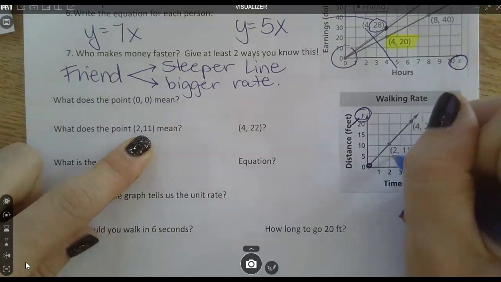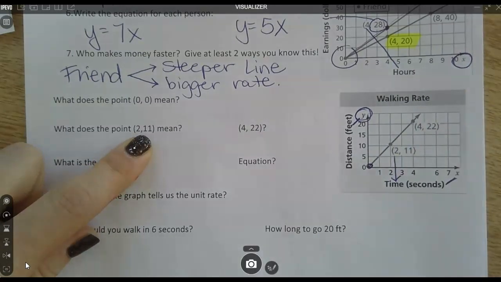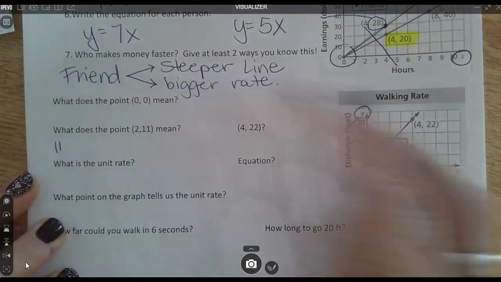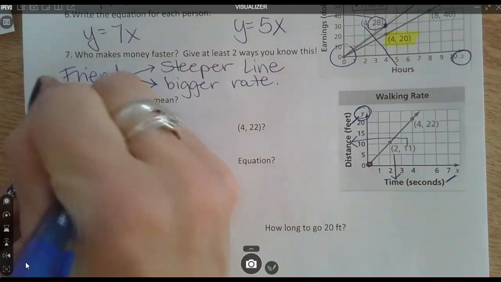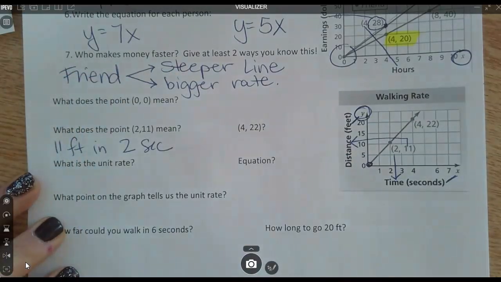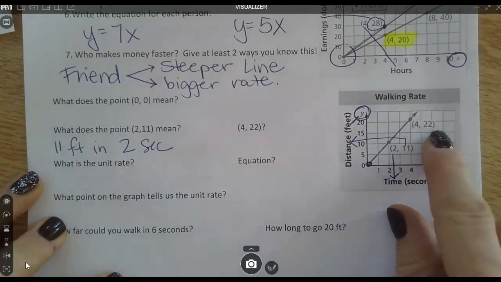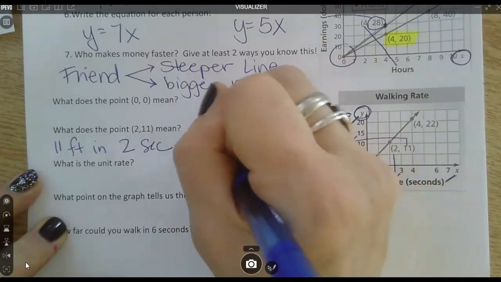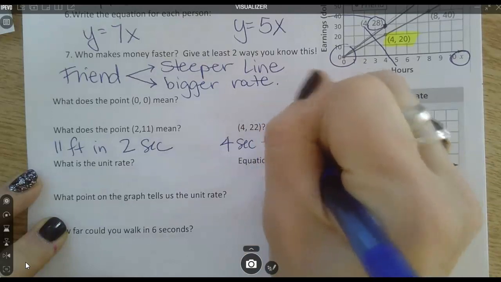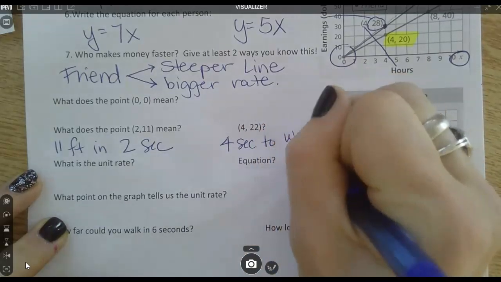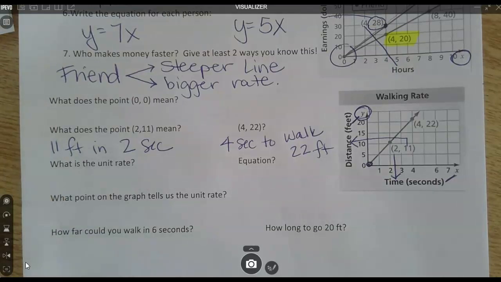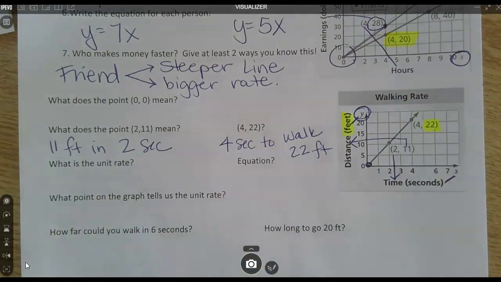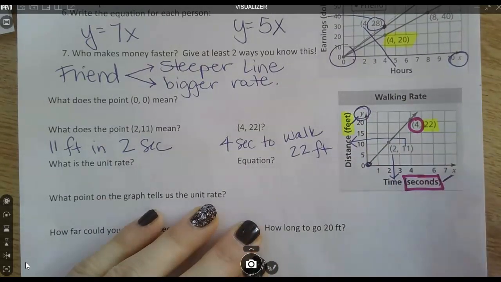2, 11. Well, get the labels right. This is 2 seconds. This is 11 feet. So we're walking, walk 11 feet in 2 seconds. Or we can walk 22 feet in 4 seconds. 4 seconds to walk 22 feet. The key here is that you recognize, okay, this is the y, so it goes with this label. This is the x, so it goes with this label. Okay?